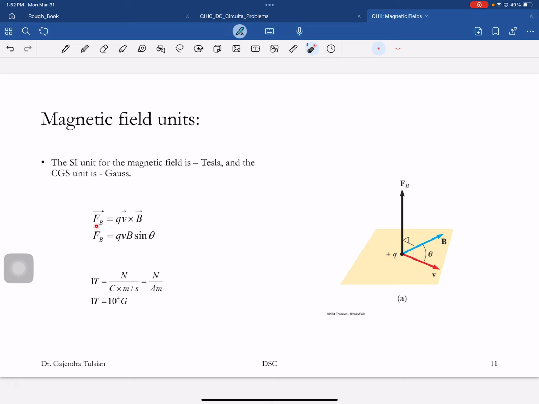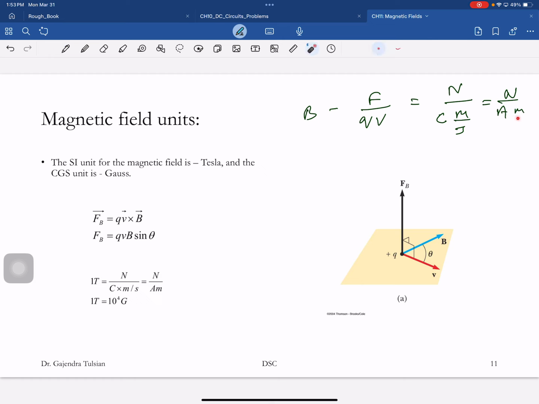All right, now we'll look at the units. Again, you have to have an equation to get the units. So B is force divided by QV. Force is Newton, Q is charge, V is meters per second. So the units for B are Newton per Coulomb meter per second. Coulombs per second is ampere. So the units are Newton per ampere meter.